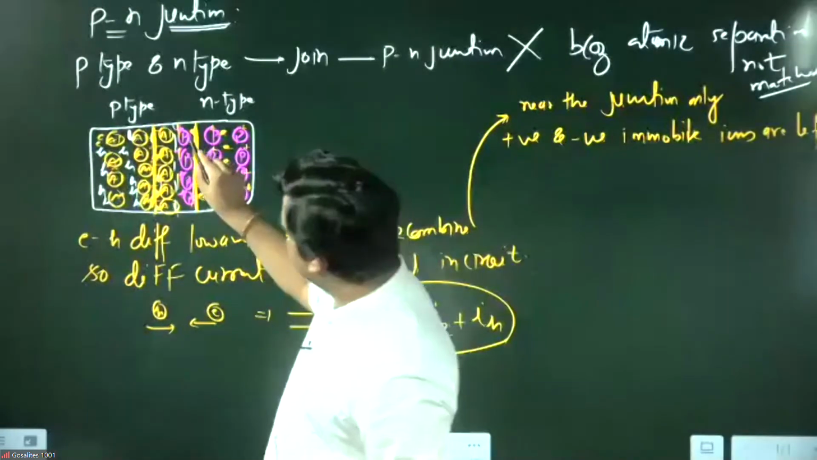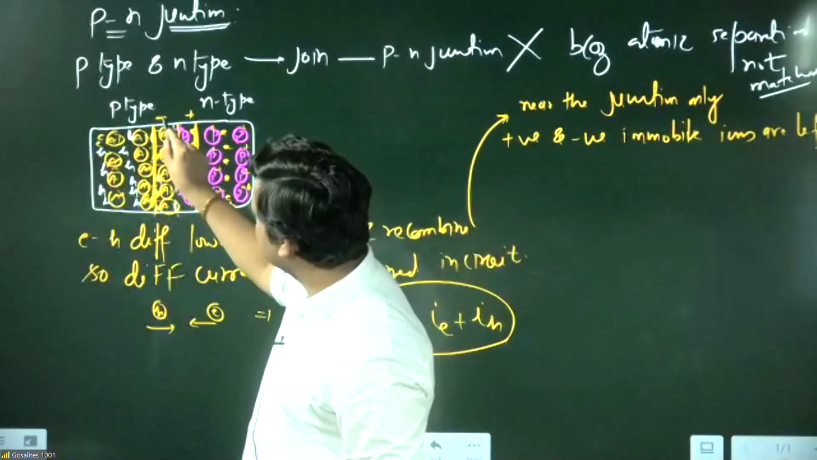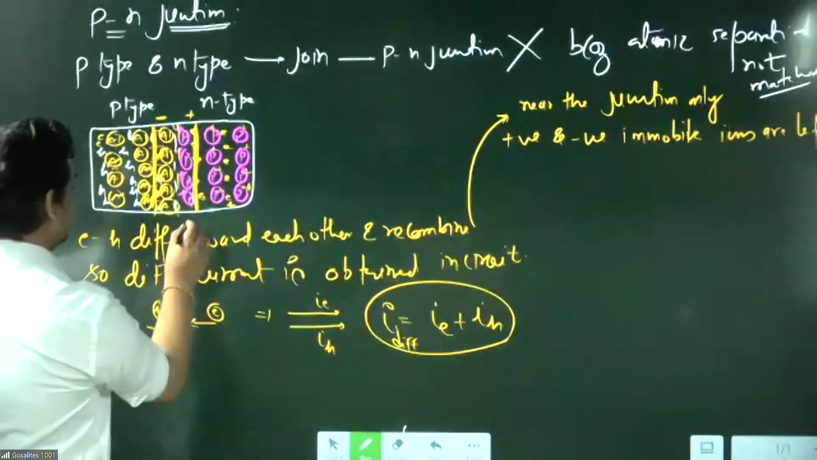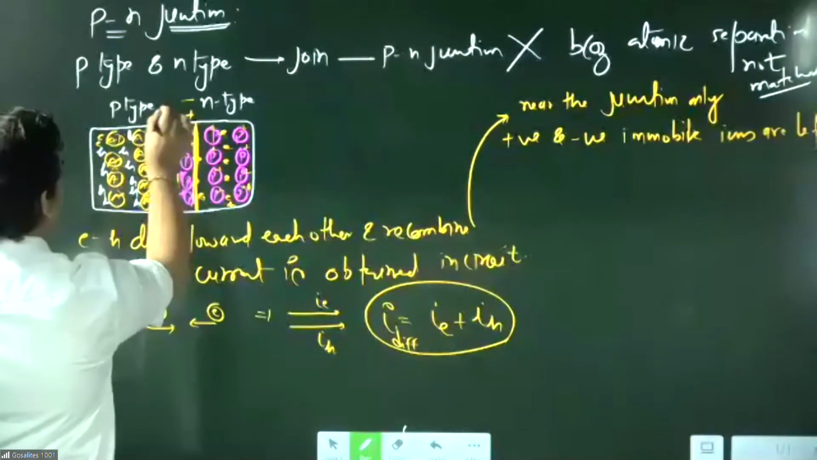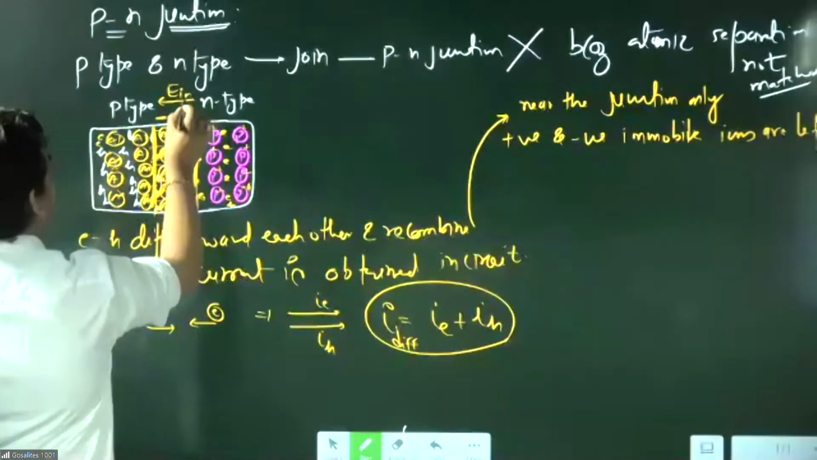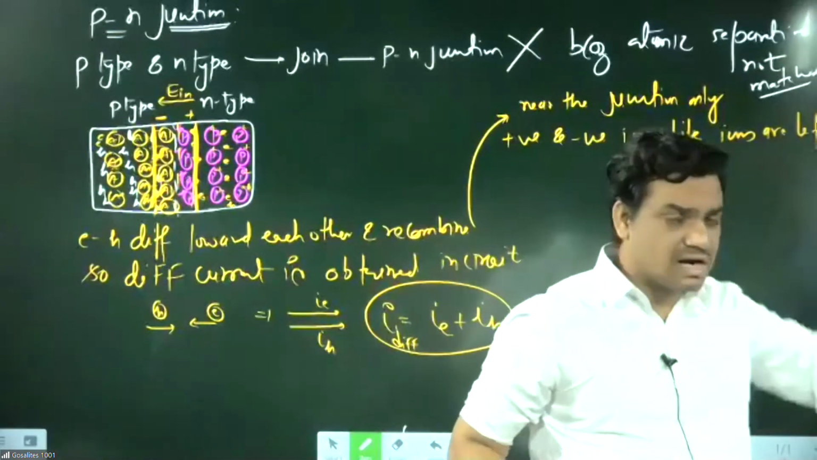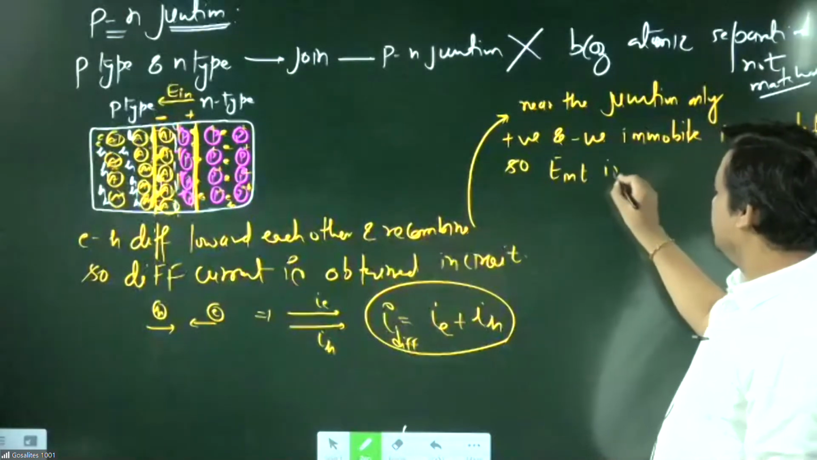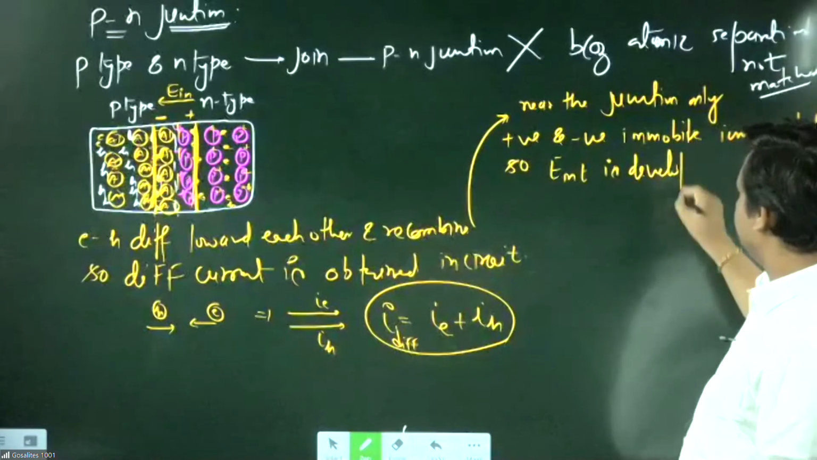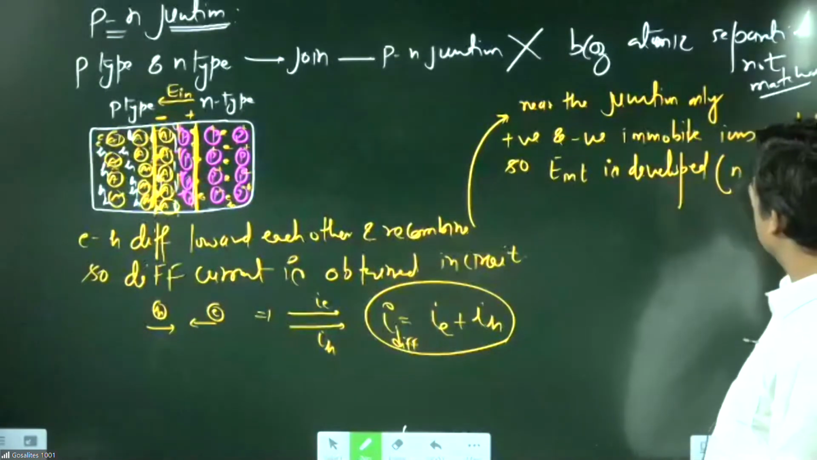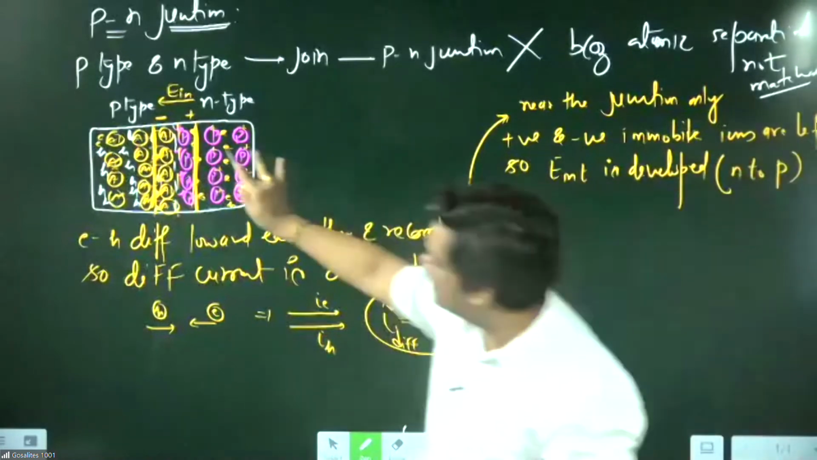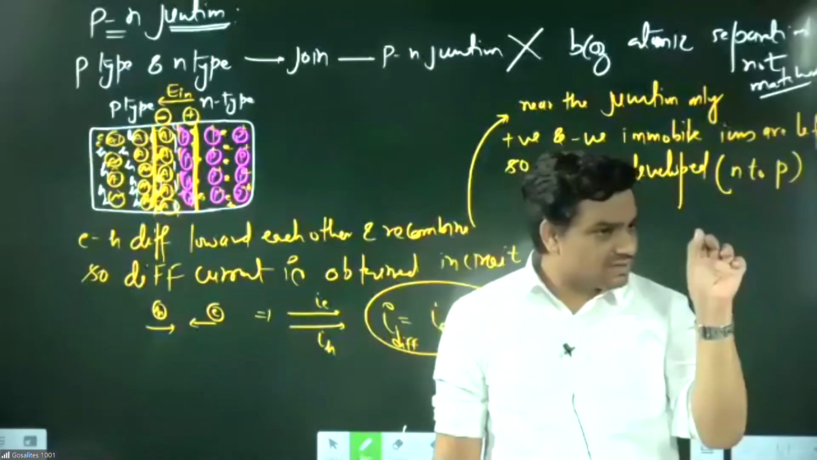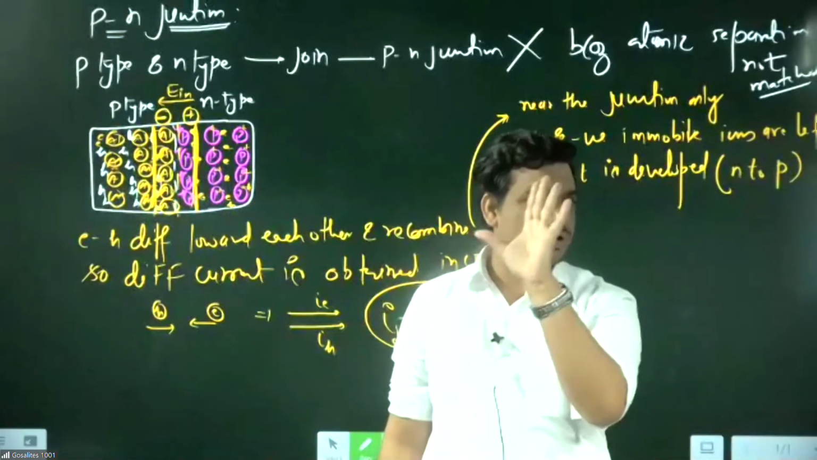Now this side we have positive charge and this side we have negative charge, and when you have positive and negative charge, an internal field is developed. The direction of the internal field is always positive to negative. So positive and negative immobile ions are left, and this internal field is directed from N to P. This region is known as the depletion layer or depletion region.